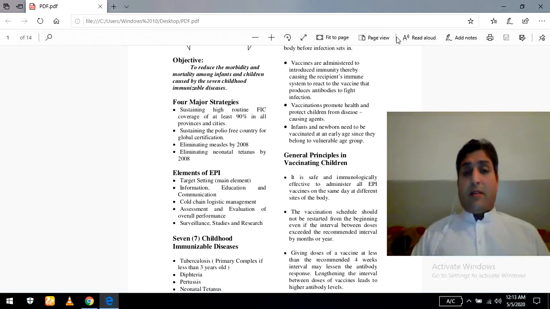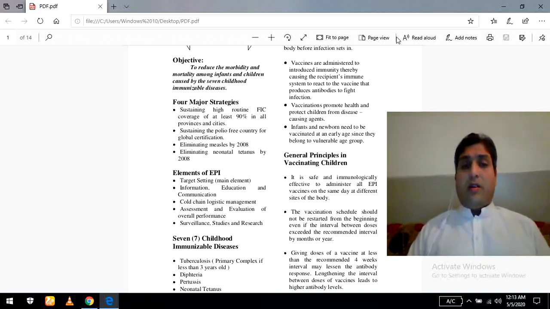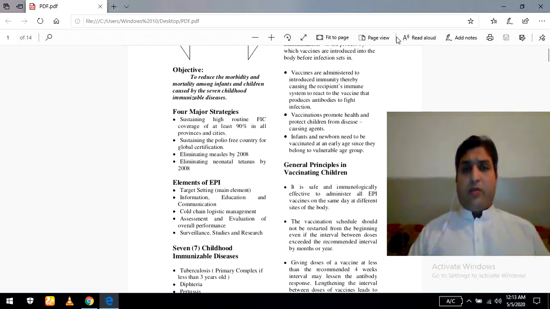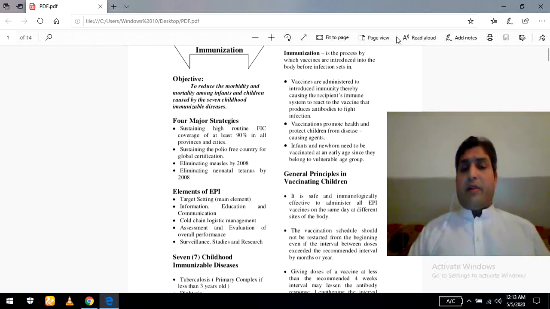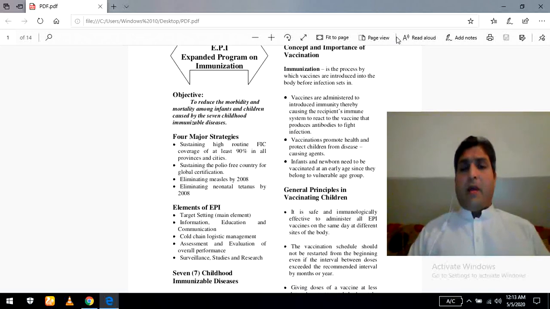Some new emerging diseases are there, just like at present time, coronavirus, the pandemic disease which covered the entire globe. I think in the coming time it should be part of the EPI program. So that's why the important strategies should be there.